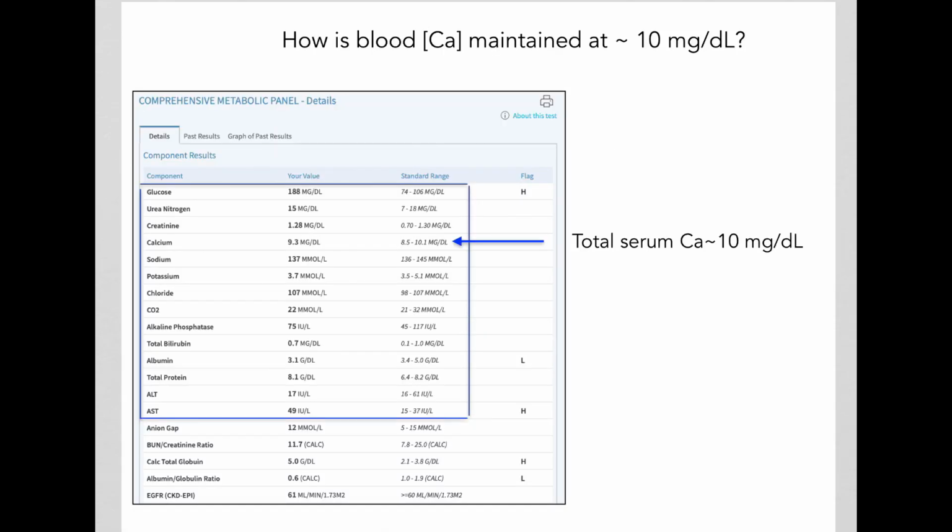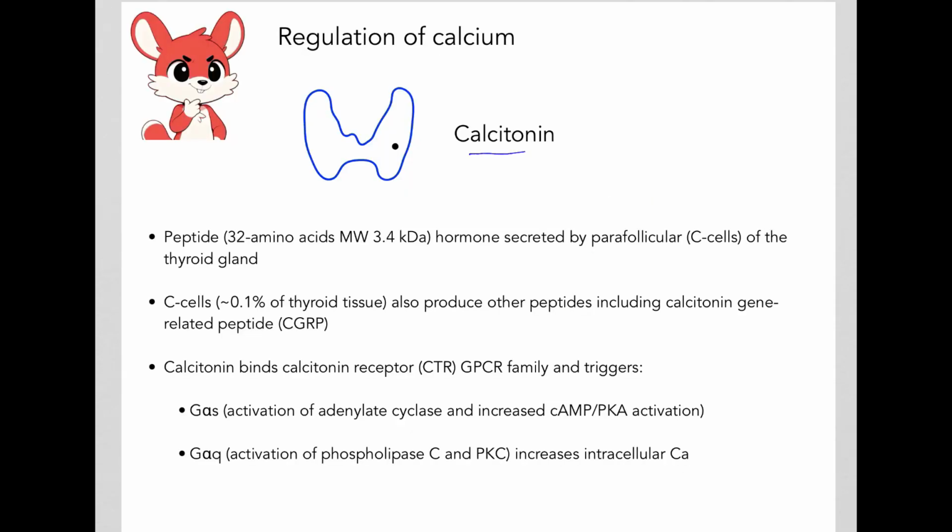With the help of calcitriol, parathyroid hormone, as well as calcitonin, the serum calcium concentration is maintained around 8.5 to 10 milligrams per deciliter in a healthy individual. A few words about calcitonin. This is a small peptide, about 32 amino acids. So you can see the molecular weight is only about 3.4 thousand Daltons or 3.4 kilodaltons.